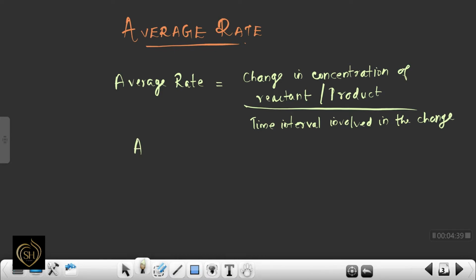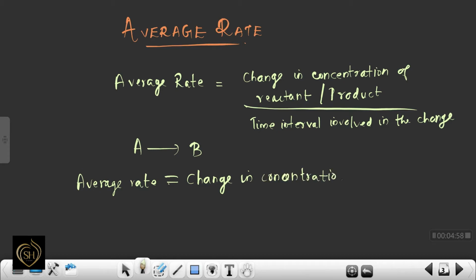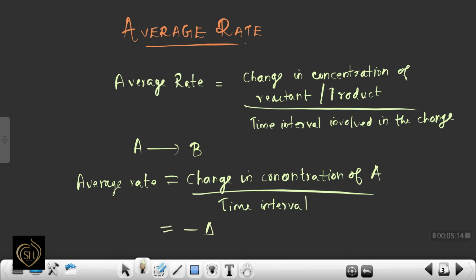Consider the general reaction A giving B. The average rate of the reaction can be written as the change in concentration of A divided by the time interval, or we can write it as minus delta A divided by delta T. Here the reactant is A, so the concentration decreases in the case of a reactant.